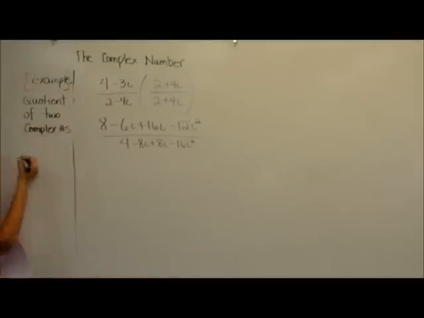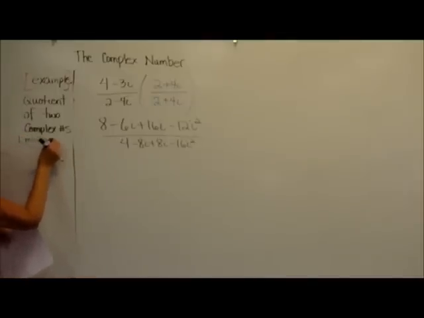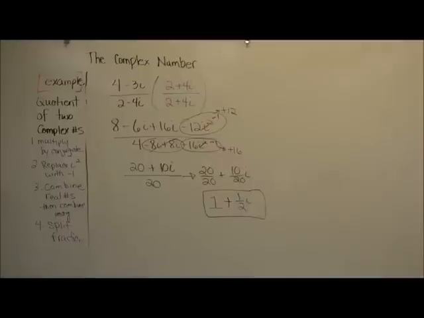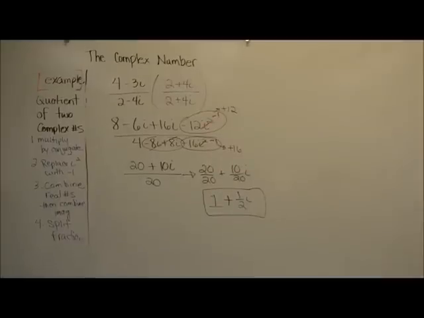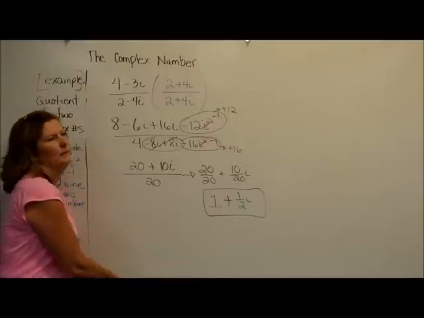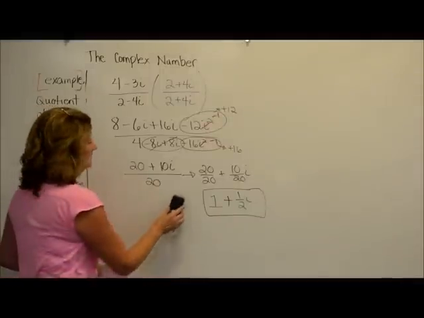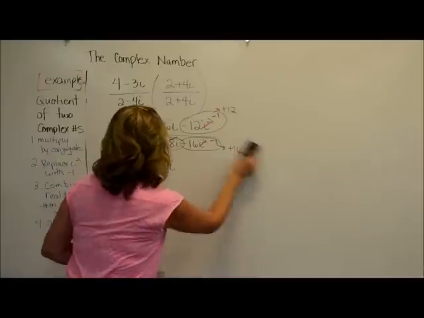So here are your steps. Number 1, multiply by the conjugate. The second thing I'm going to do is replace i squared. Okay, pause the video, take your notes, and one more little piece and you're done.